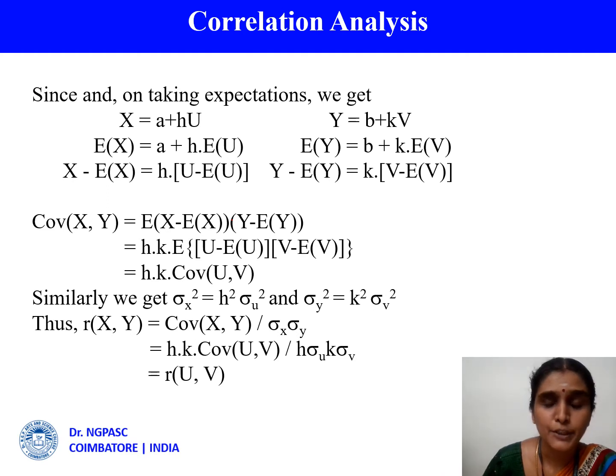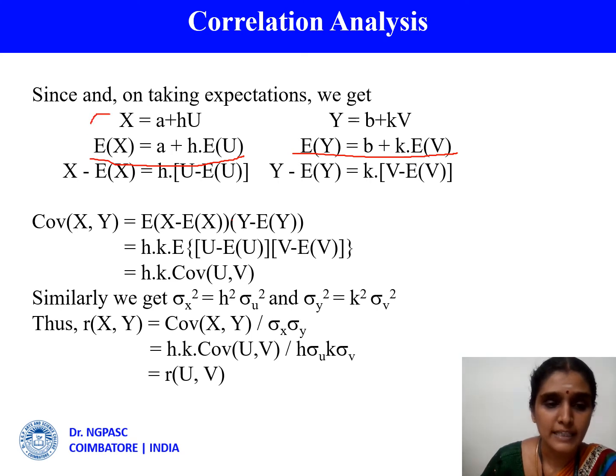Now take expectation on both sides. x is equal to a plus hu and y is equal to b plus kv. After taking expectation, we will get E of x is equal to a plus h into E of u, E of y is equal to b plus k into E of v. Because we know that the expectation of any constant is equal to the same constant, and the expectation of a into x is equal to a into expectation of x. So by that property, we will get this result.